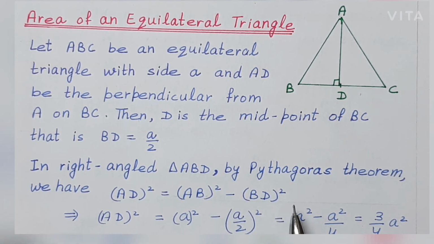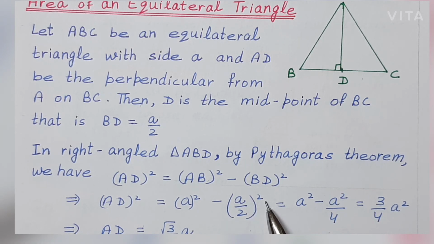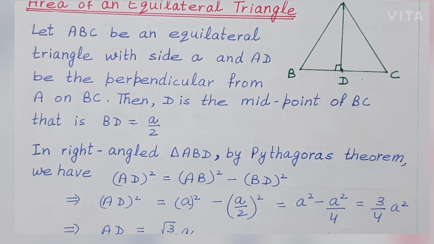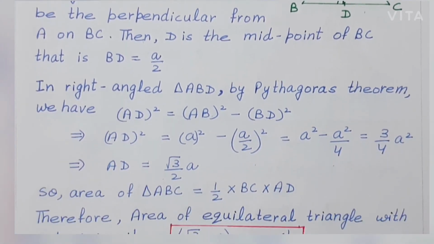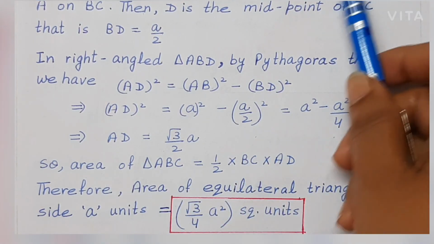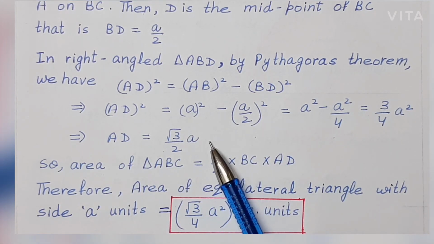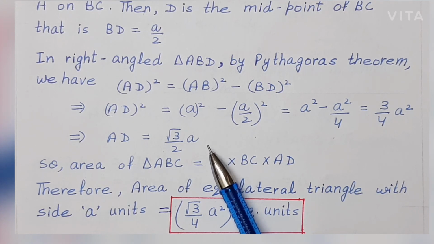Children, you all know how to apply Pythagoras theorem. So let us find the value of AD here. So what will be AD here? AD square will be a square minus a upon 2 whole square, so that will come out to be 3 upon 4 a square. Now before we find the area, what is the value of AD? That is root 3 upon 2 a. So this is basically the height of an equilateral triangle.